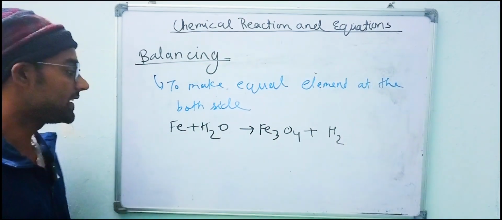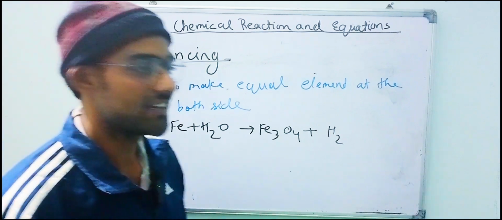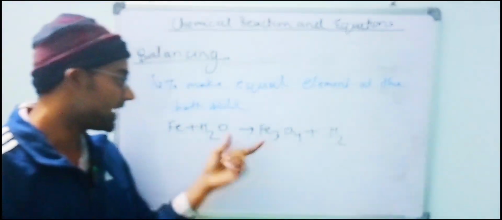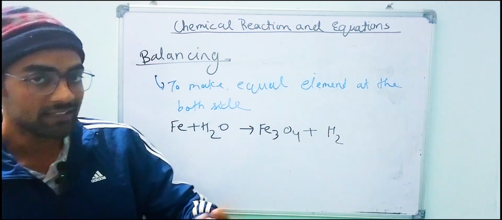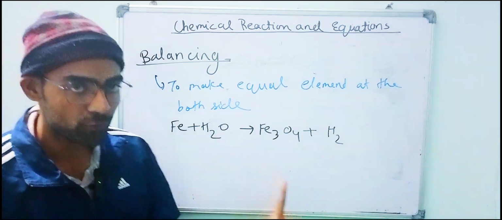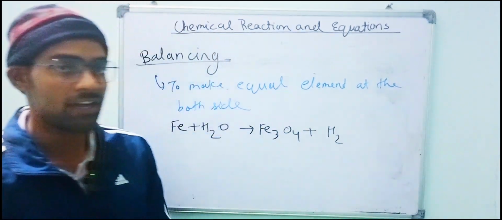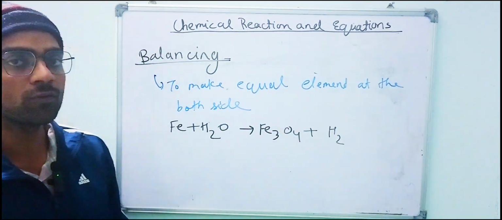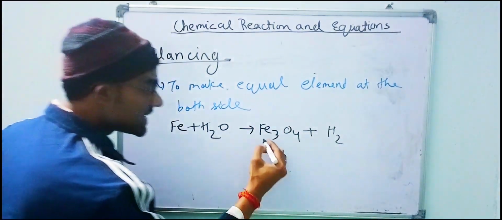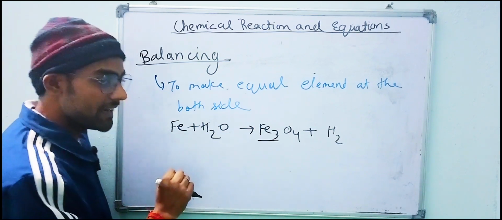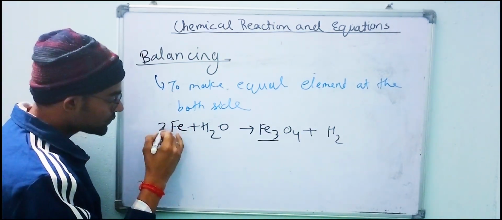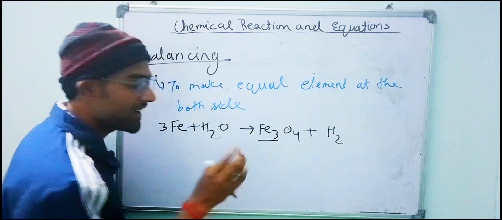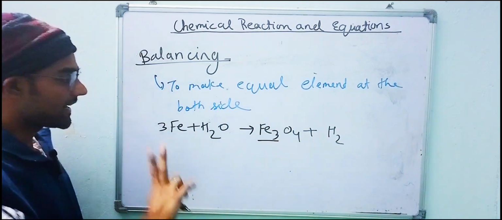If we see here, their elements are not balanced. If we see, there is iron 3 on that side and iron is only 1 on this side. It means the left side is the reactant and the right side is the product. So generally, if we see reactant and product, the elements are not the same. So now we are going to balance this equation. How will we balance it? There are 3 irons, so for that we will add 3 here also in the reactant. Now iron is equal on both sides, reactant and product.